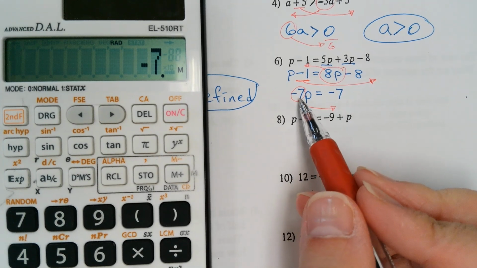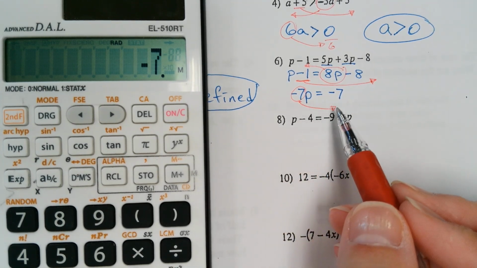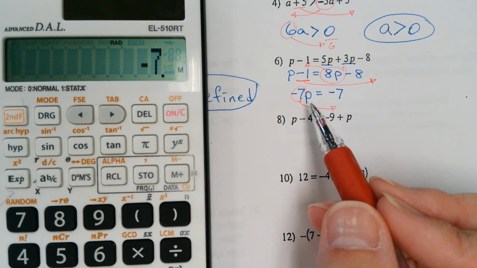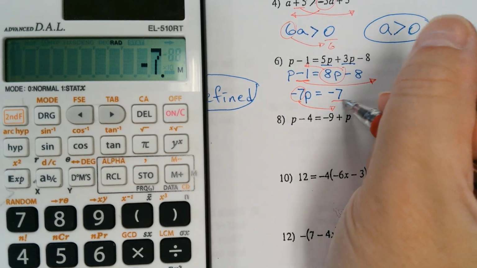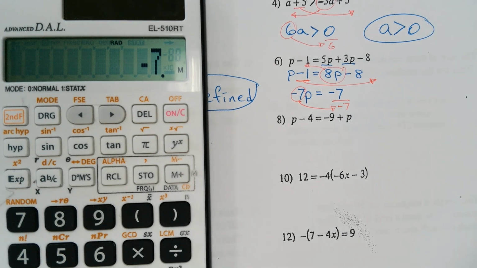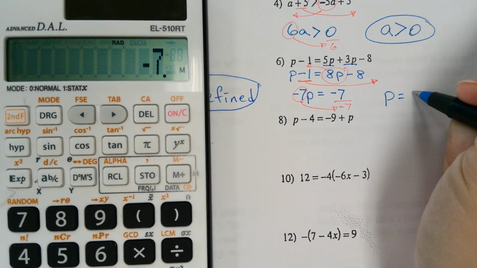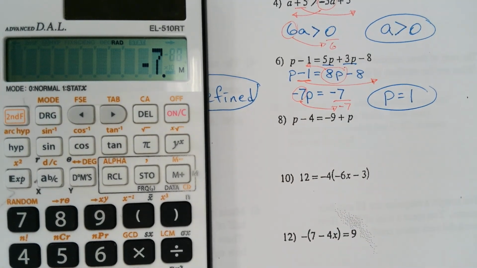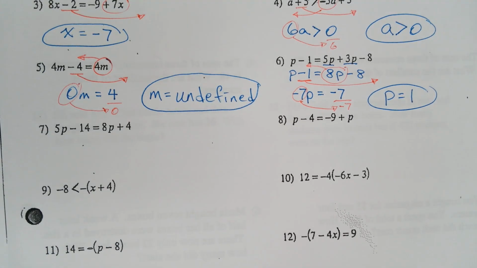What do I do with this negative 7 now, Annie? Divide by negative 7 on both sides. Good. So P equals 1. Good. How many of you got 1? Good job.